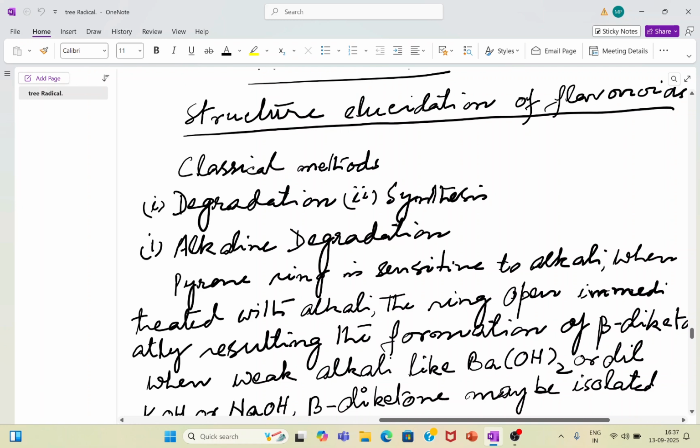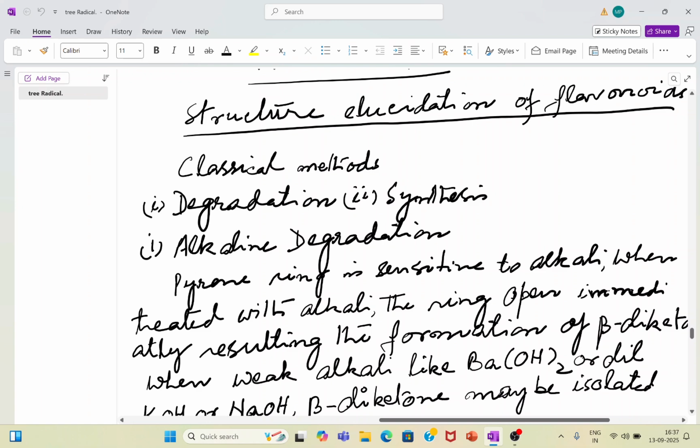Because once the pure compound is isolated from the natural source, then you have to establish the structure of that one. For that, there are a number of methods. Number one is the classical methods. In order to establish its structure, its nucleus, you have to go through, number one, degradation, and second, synthesis.